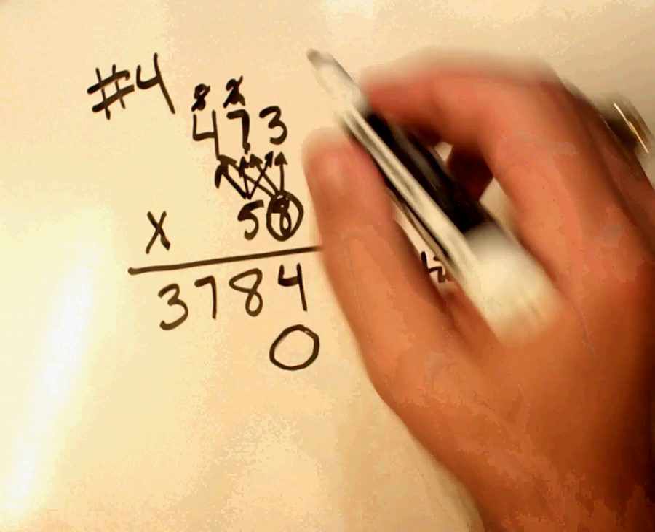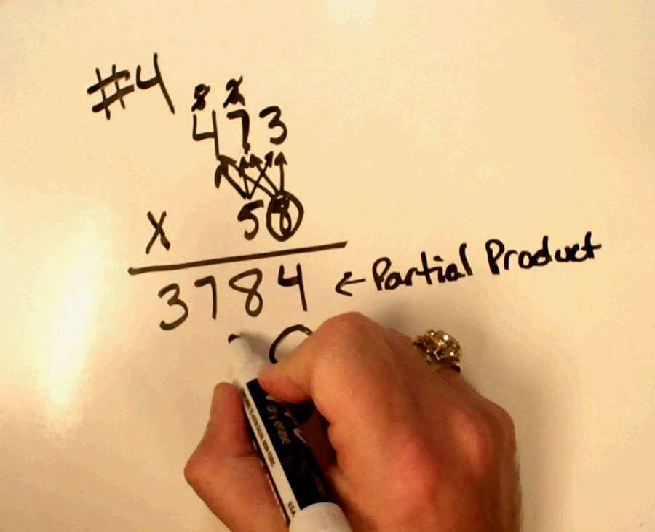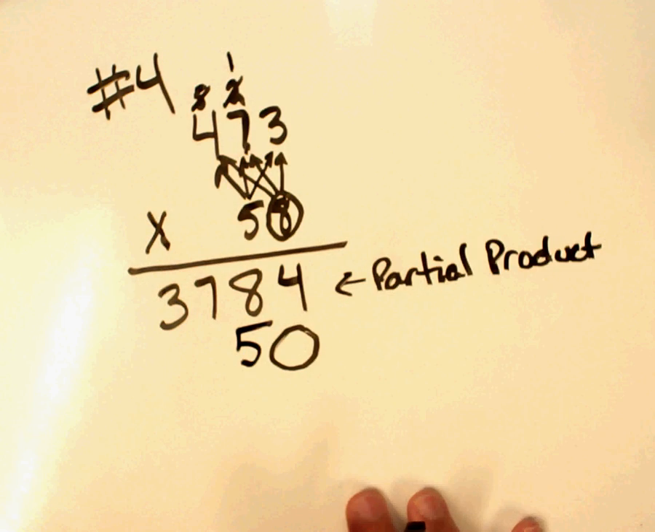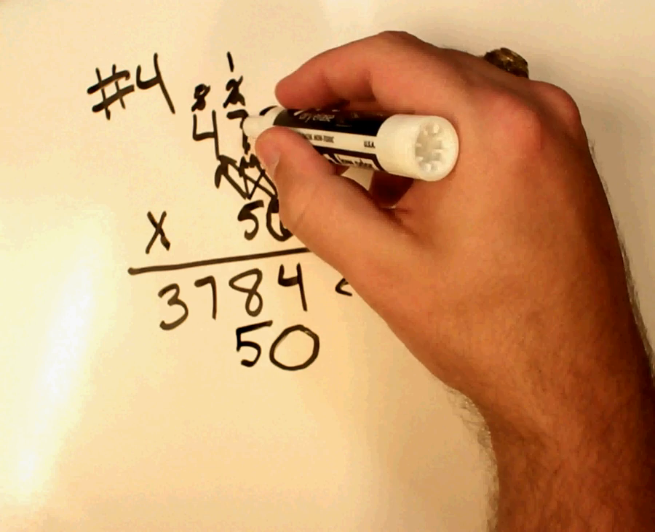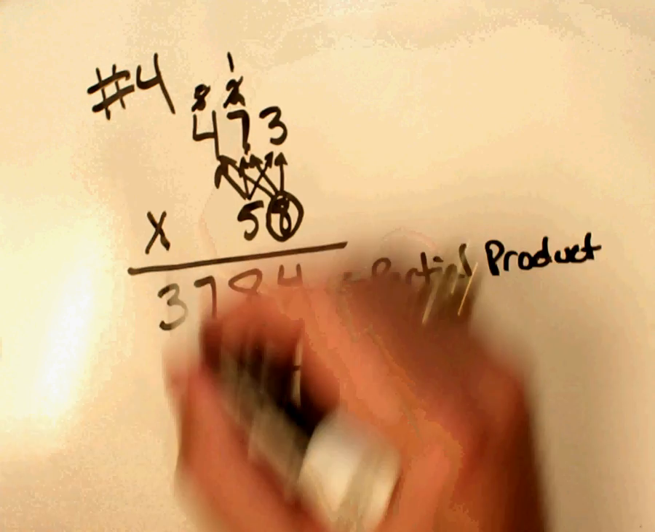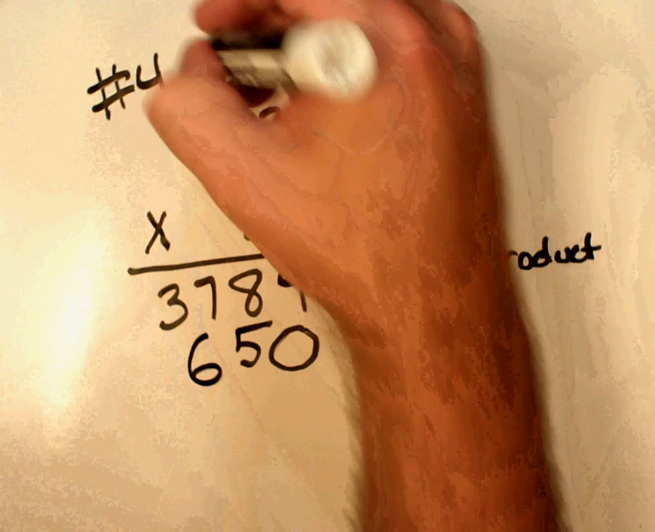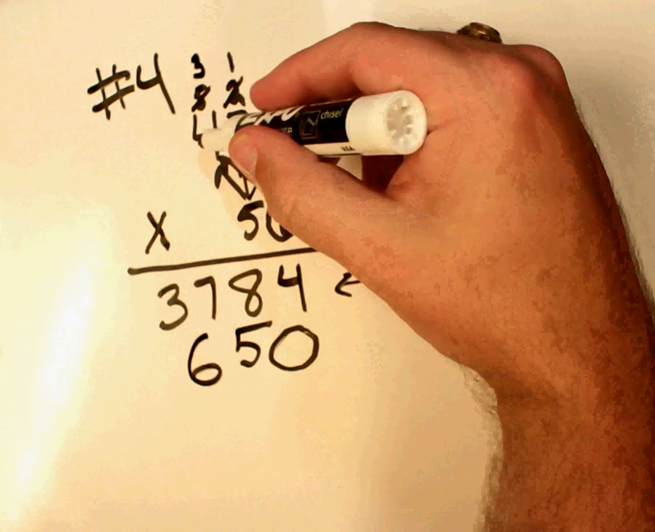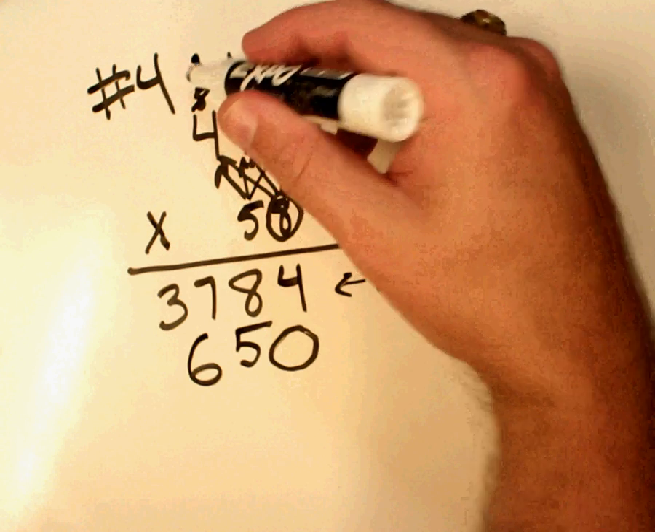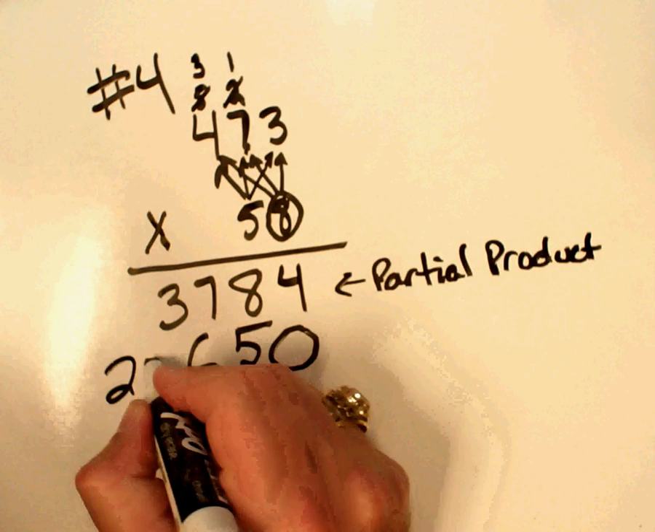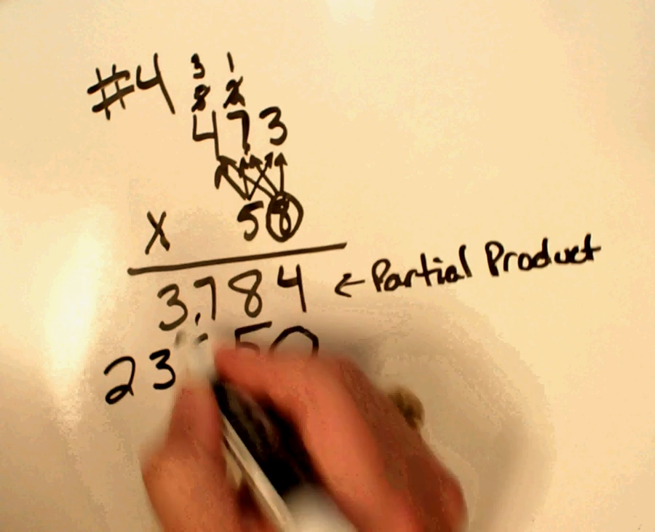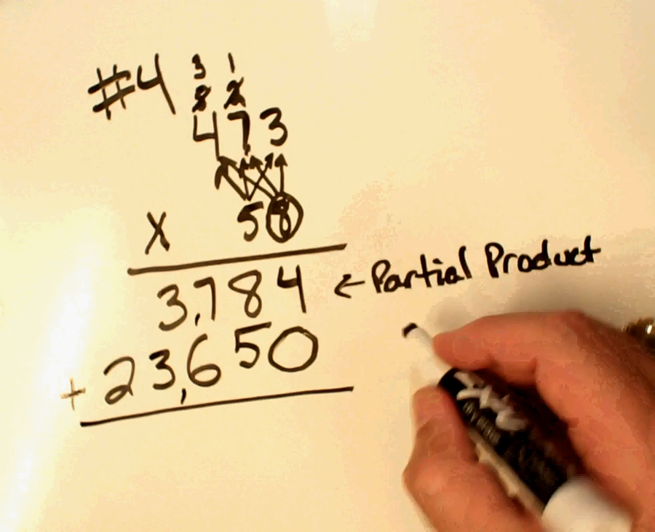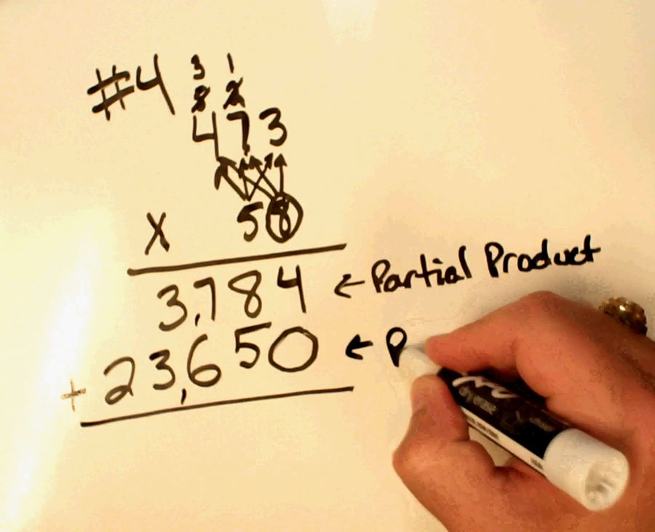Okay. 5 times 3 gives me 15. Carry my 1. 5 times 7 gives me 35, plus 1 gives me 36. Carry my 3. 5 times 4 gives me 20, plus 3 is 23. And that gives me my second partial product.